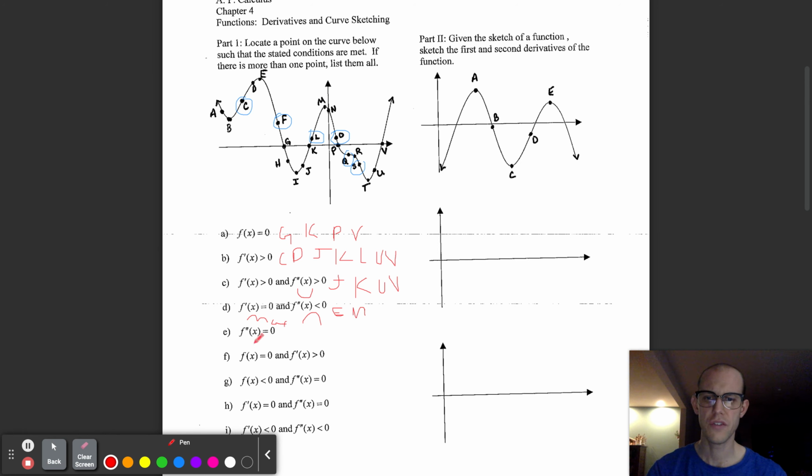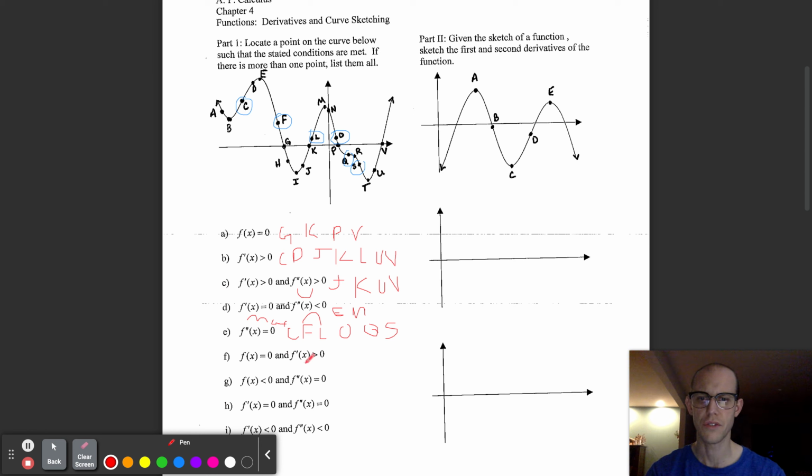E, when the second derivative is equal to 0. Those are possible inflection points, or the actual ones. So all these blue circled ones are my possible inflection points right there.